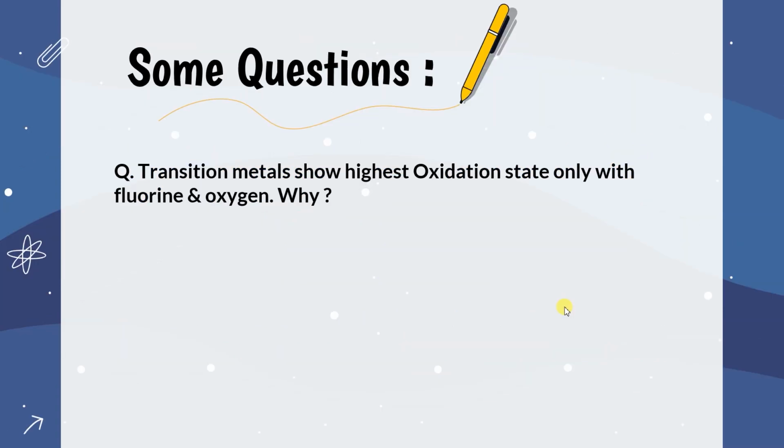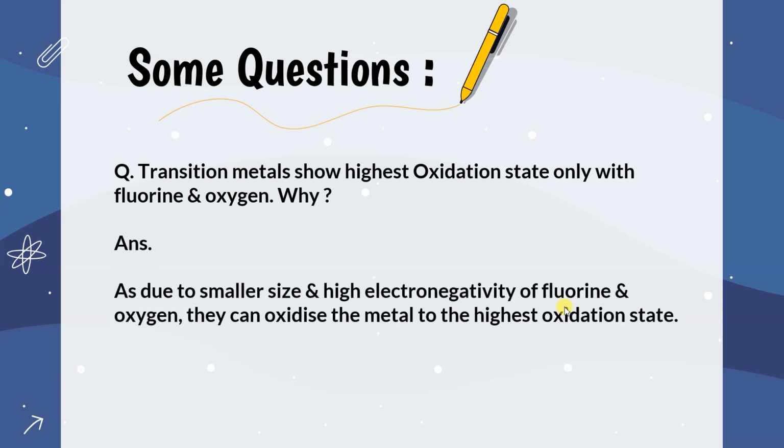Yes. Now some questions. So transition metals show highest oxidation state only with fluorine and oxygen. Why? Because we have done this type of question in the p block also. Fluorine and oxygen, being more electronegative, have the tendency to attract more and more electrons to make the metals reach the highest oxidation state. Got it? And that is the reason they show highest oxidation state. Due to smaller size and high electronegativity of fluorine and oxygen, they can oxidize the metal to the highest oxidation state. That is the reason.